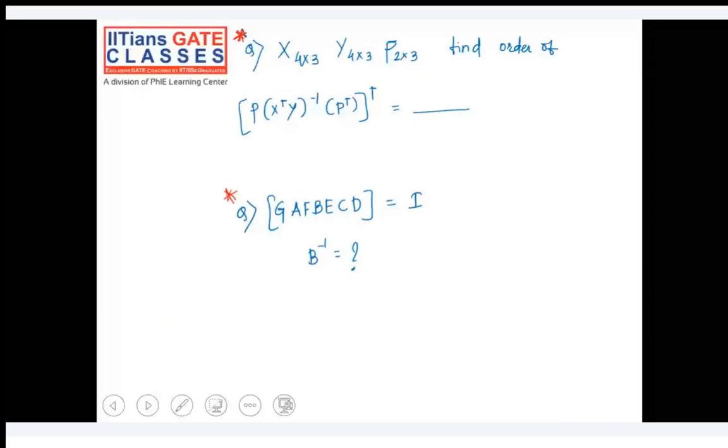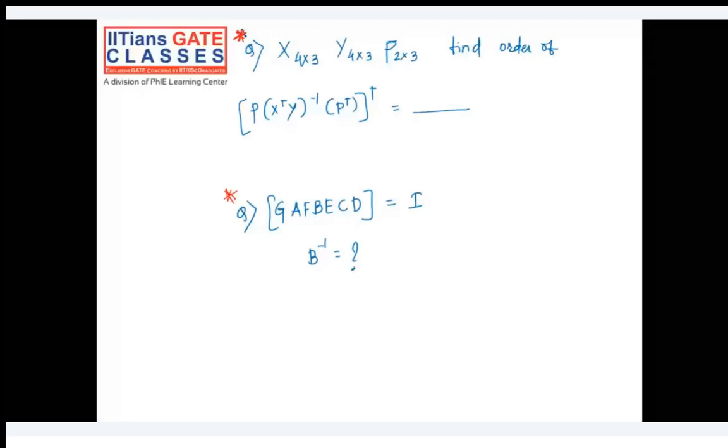Very simple. Matrix P is a 2 cross 3, so P transpose is a 3 cross 2. And this is 2 cross 3. X transpose is 3 cross 4. Y is 4 cross 3. So overall you will get a 3 cross 3 matrix here. Multiply with the 2 cross 3 and you end up with a 2 cross 3. And this 2 cross 3 with 3 cross 2 will give you 2 cross 2. Take a transpose of it, and you'll end up with the same.